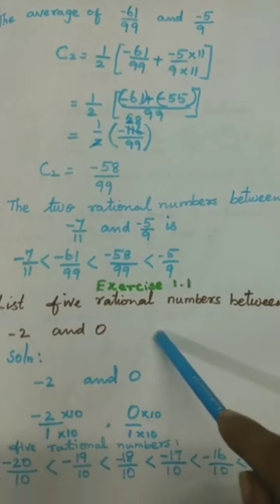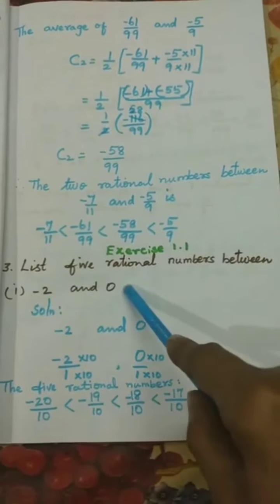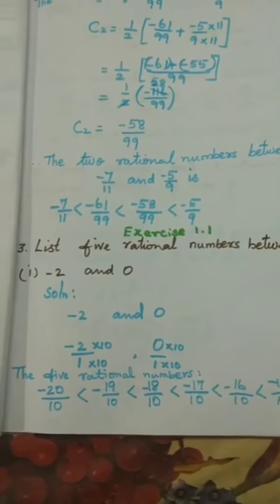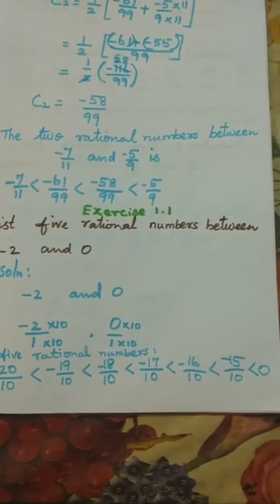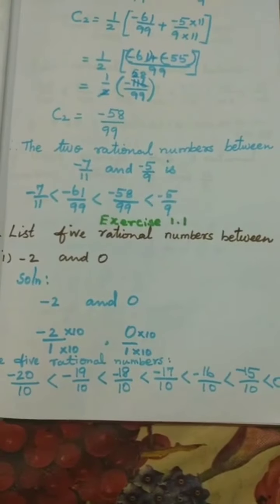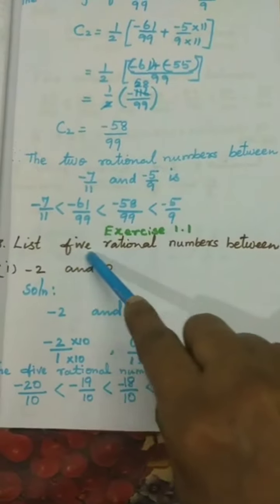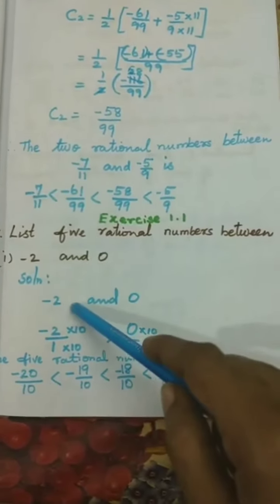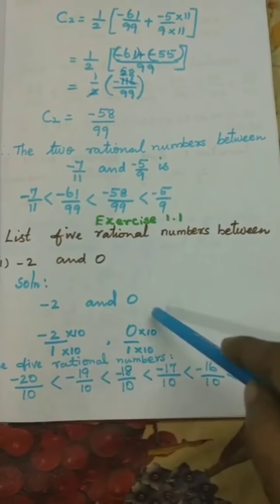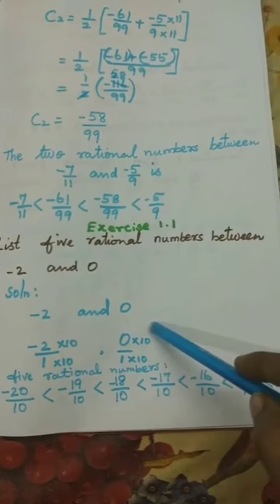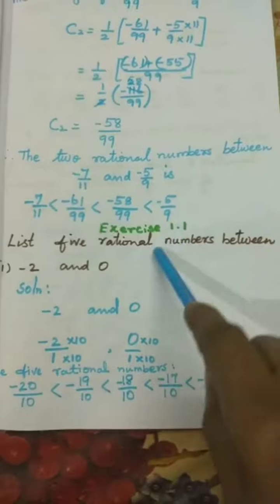Now we shall move to exercise 1.1. List 5 rational numbers between minus 2 and 0. So minus 2 and 0, we know that on the number line, in that we have only one rational number, but that is minus 1. Now we need 5 rational numbers. So we have to multiply both the numerator and denominator by 10. If you multiply 0, the same 0 is coming. So between these two we have to write 5 rational numbers.